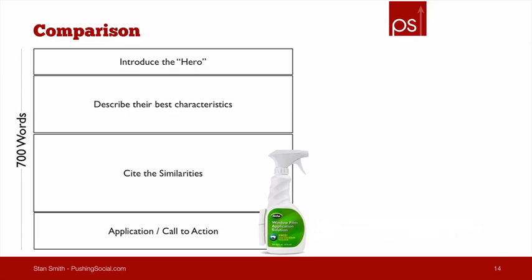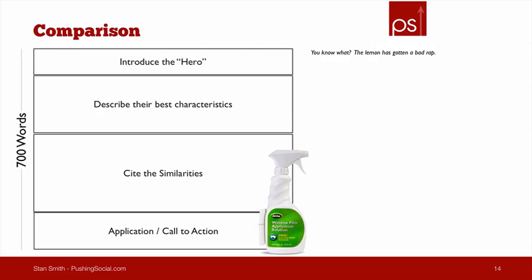Okay, next let's talk about the comparison blog template, and how this works is you introduce your hero and then you describe their best characteristics. And then you cite the similarities between the hero and what your product is, or what your interest is, or what your subject is, okay? And then you end up with this application call to action, all right? So right now you're trying to ride on the coattails of your hero, okay? Your hero can be a very simple thing, like I'm going to show you right now.